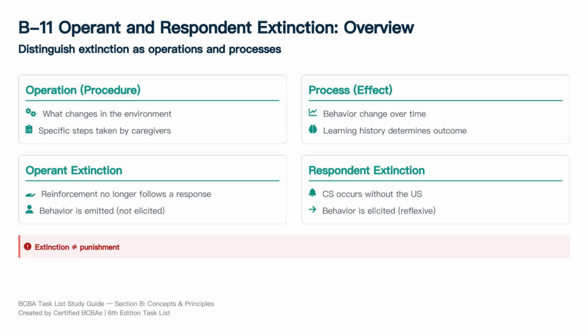When the exam says extinction, don't just think behavior went down. You need to identify two layers: the operation, what changed in the environment, and the process, how behavior changes over time. Then decide whether you're in operant extinction, reinforcement no longer follows a response, behavior is omitted, or respondent extinction, CS occurs without the US, behavior is elicited. And one key reminder: extinction is not punishment.